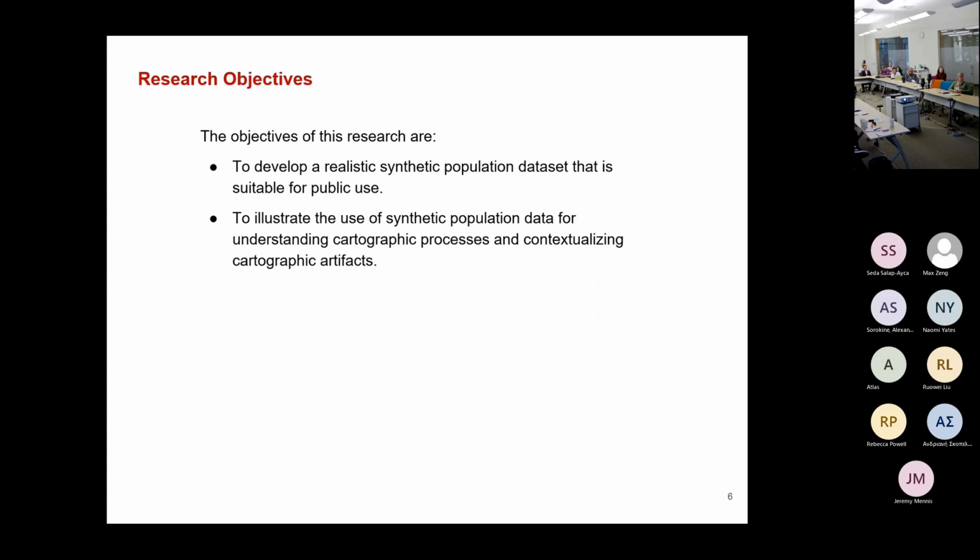So there are two objectives of this research. The first objective is to develop a synthetic individual level data set that can be realistic and suitable for public use. And the second objective is to illustrate how to use this synthetic individual level data set to help readers better understand the context of map making and understand how they can better interpret maps when they're reading a map.